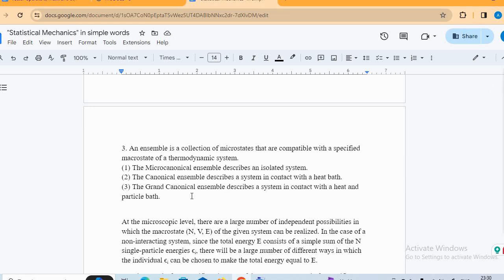Now comes the concept of ensemble. An ensemble is a collection of microstates that are compatible with the specific macrostate of a thermodynamic system. There are three types of ensembles available: microcanonical, canonical, and grand canonical ensembles.